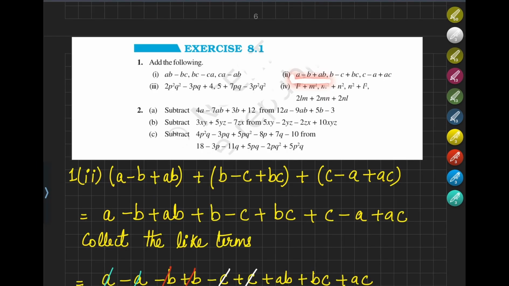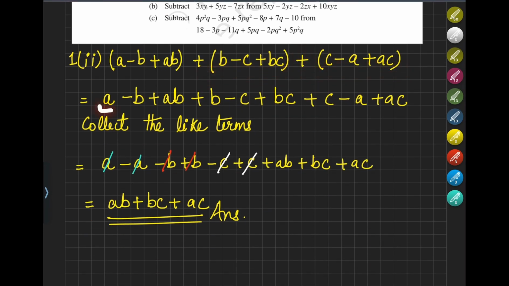A minus b plus ab, first expression. b minus c plus bc, second expression. And the third expression is c minus a plus ac. So I have written the first expression with a plus sign, then the second expression, and then the third expression. Then the bracket is opened. So when we open the bracket, we get a minus b plus ab. There is a plus sign in front of this bracket. So when plus is multiplied with plus, we get a plus. When plus is multiplied with minus, we get minus. And again, when plus is multiplied with a plus, we get a plus.